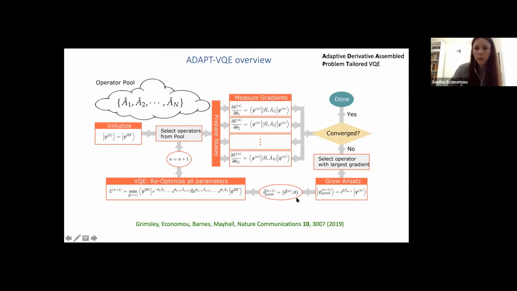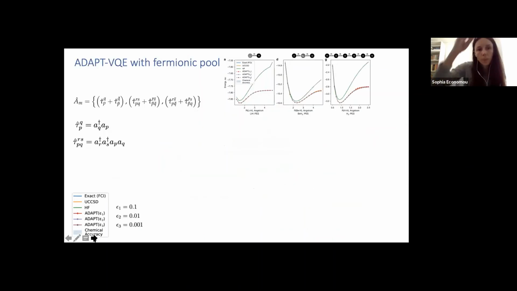If not, you add this operator, you re-optimize all the parameters up to that point, and then you keep going. Without throwing out any operators, you test again. Now you have a new reference state, you select again the largest gradient, and you keep going, and that way the ansatz is grown. So I'll show you some numerical results on this.